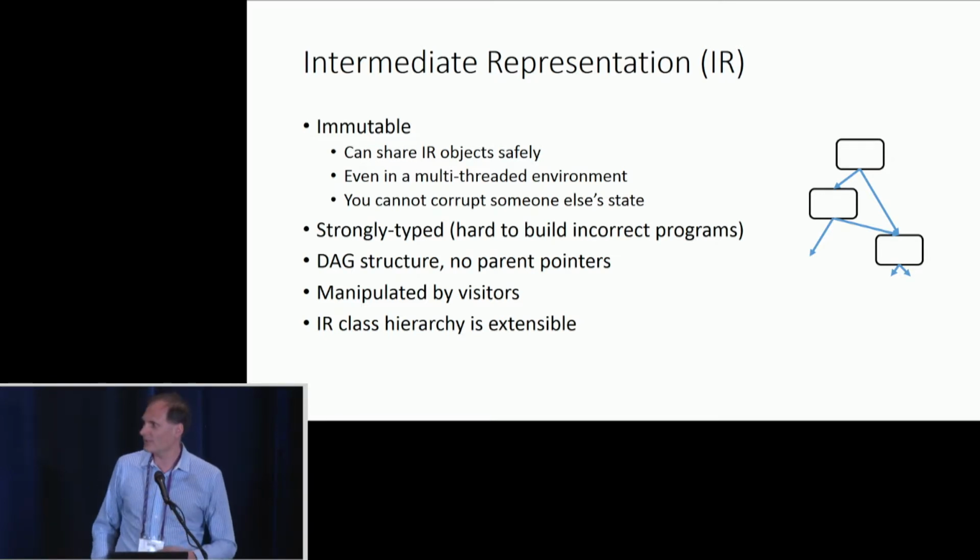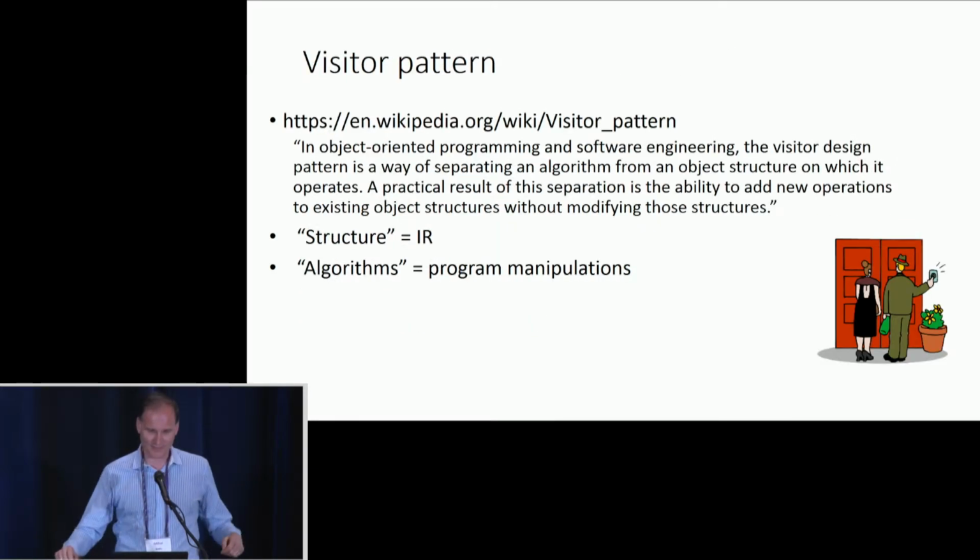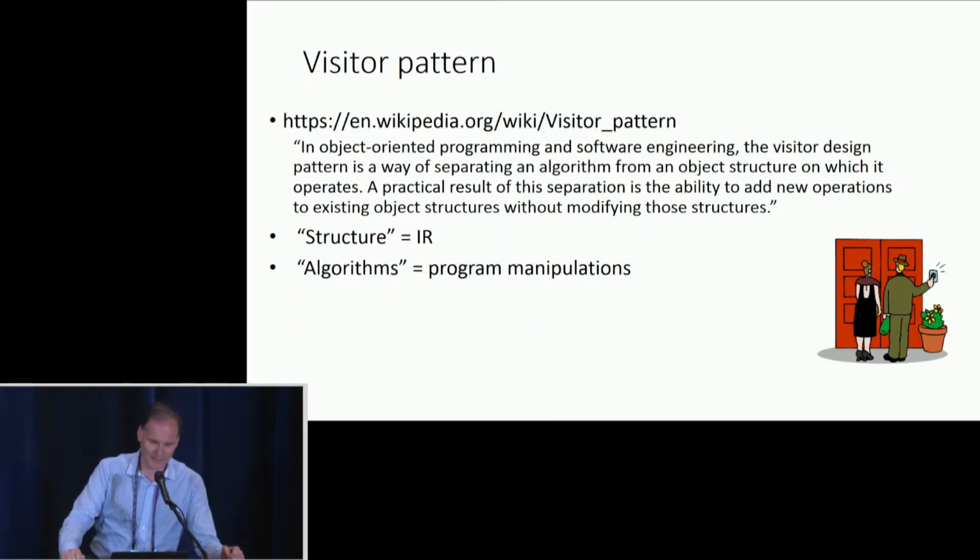As I'll show you in a little brief fragment, each node in this DAG has a type, and the children can only have specific types. And the IR is only manipulated by visitors. And as I said, you can add new IR classes if you want. Now, what is a visitor? This is a quote from the Wikipedia visitor pattern. So it's a software engineering pattern.